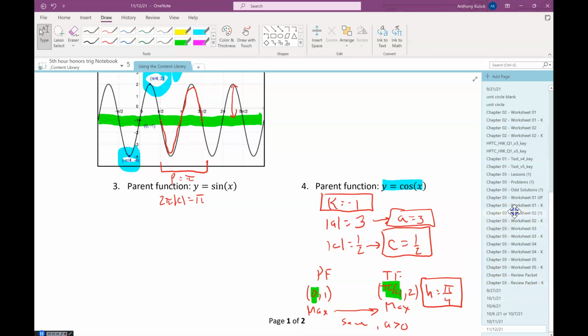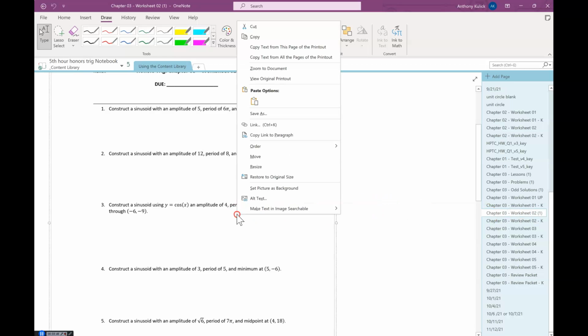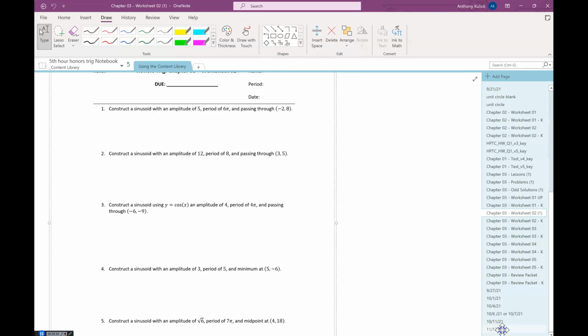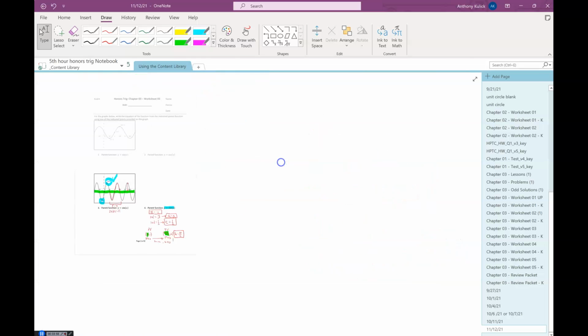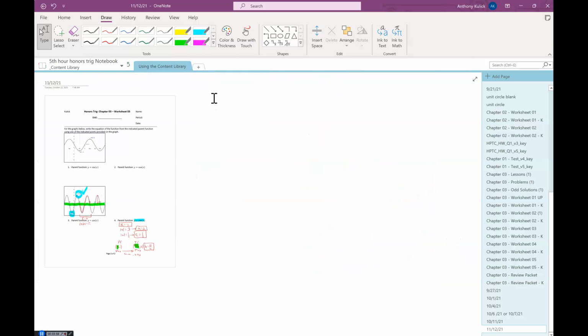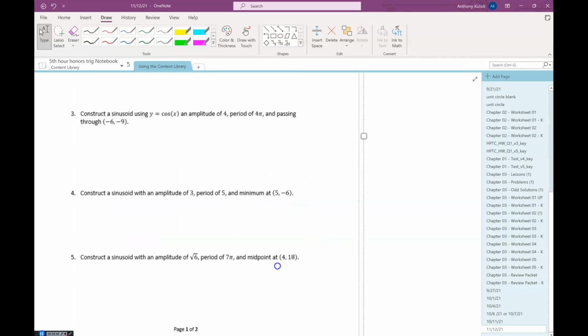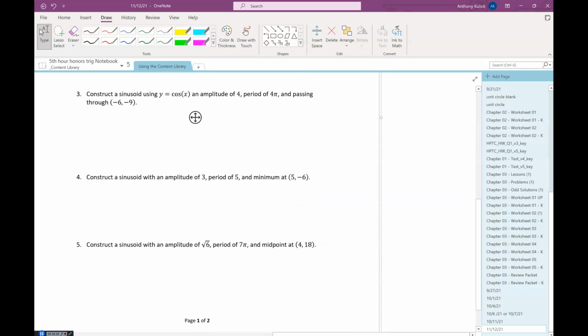Worksheet 2, number 5. Okay. Where did my copy go? There it is. Okay. So it says construct a sinusoid with an amplitude of square root 6, a period of 7 pi, and a midpoint at 4, 18. A midpoint and midline point are really the same thing.